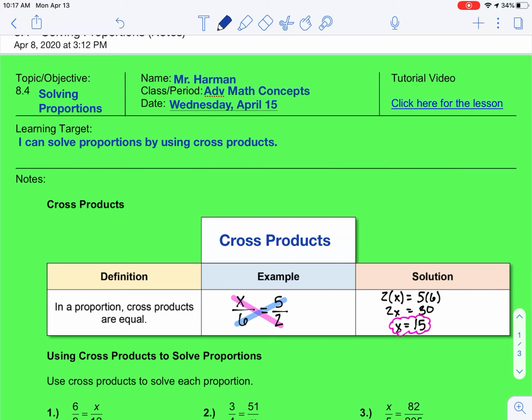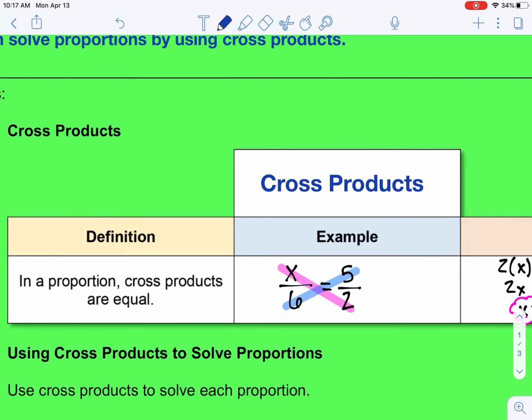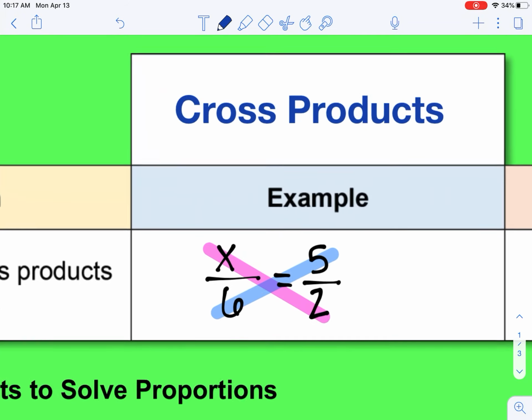Alright, lesson 8.4 is on solving proportions. Our learning target is: I can solve proportions by using cross products. So we should already know what a proportion is because of yesterday's lesson. A proportion is two equivalent ratios. Cross products in a proportion are equal. So let's take a look at our example.